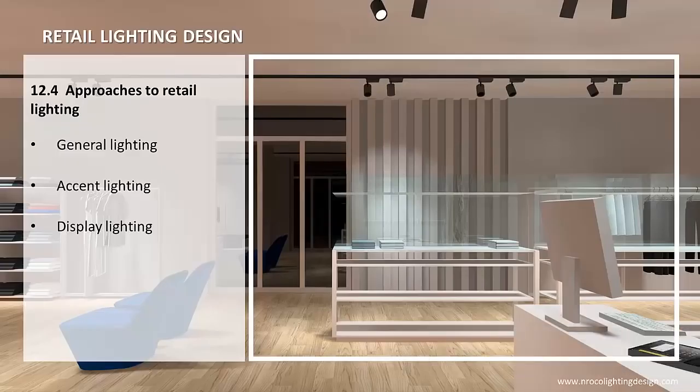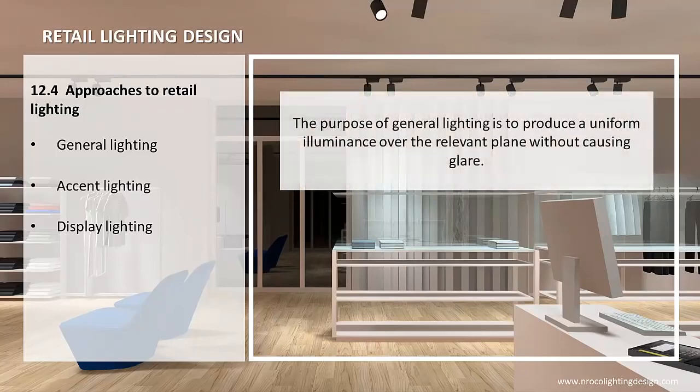Chapter 12.4.1 General Lighting. General lighting in shops with a low budget or value-for-money profile is usually provided from a regular array of luminaires, and these luminaires range from bare fluorescent lamp battens through recessed fluorescent louvers to pendant metal halide globes. The purpose of such general lighting is to produce a uniform illuminance over the relevant plane without causing glare.